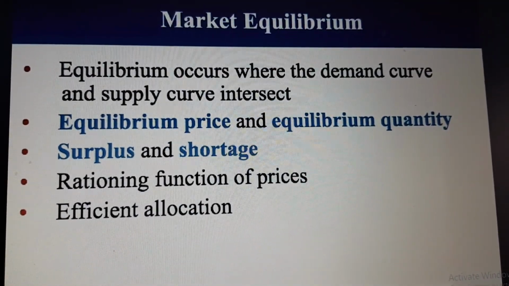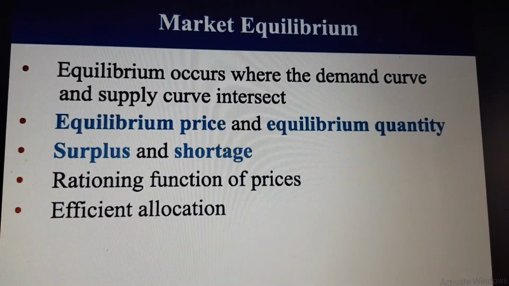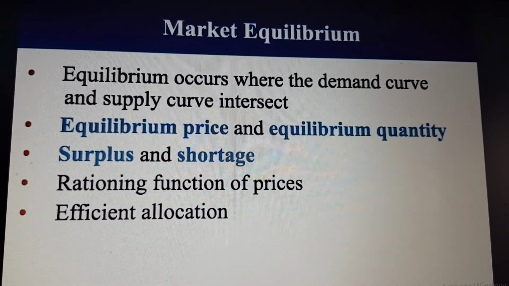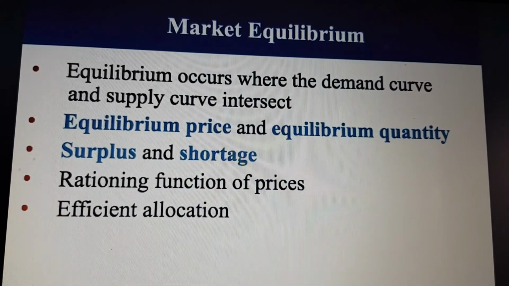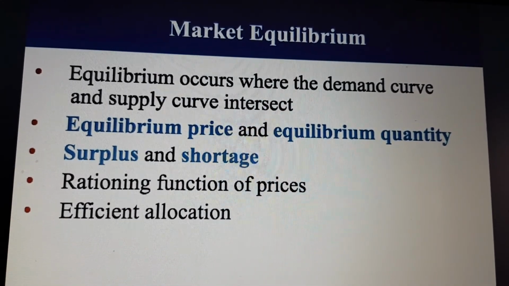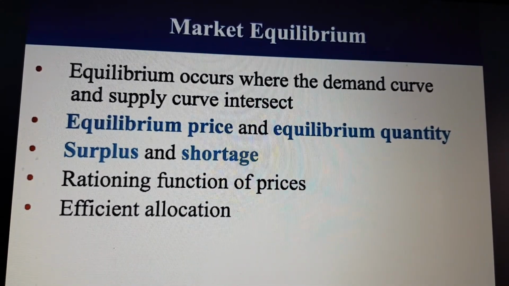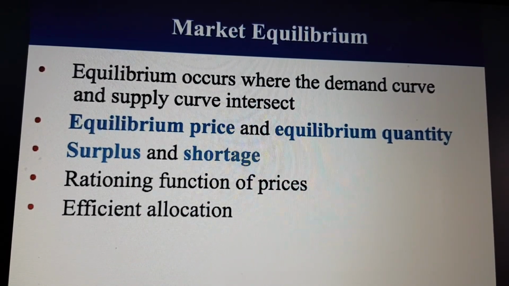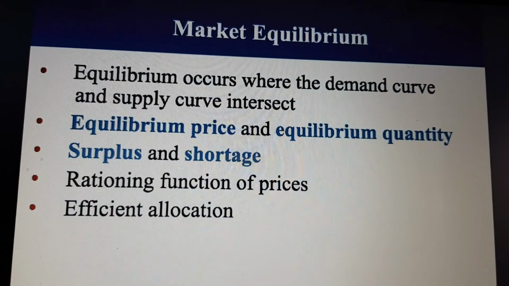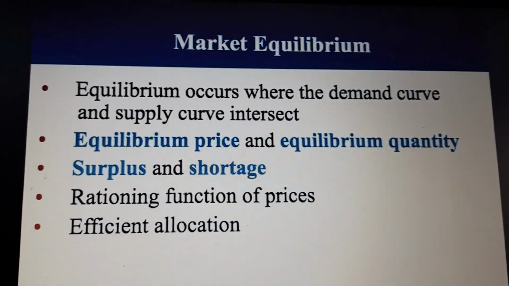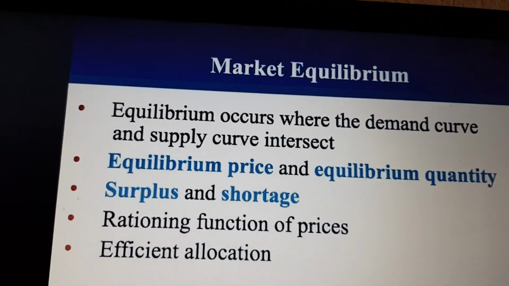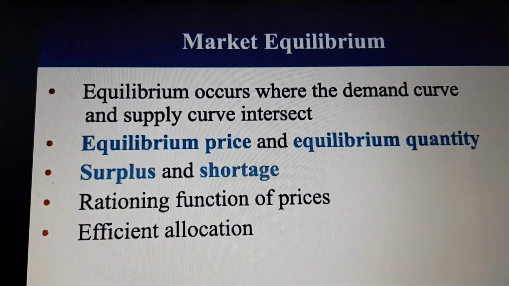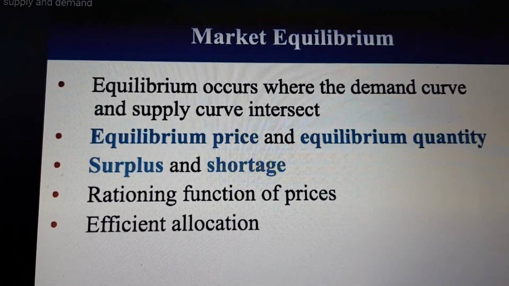Okay, so now we're going to put supply and demand together on the same graph, and where they intersect is what we call market equilibrium. Equilibrium price is the price point at which quantity demanded equals quantity supplied, and equilibrium quantity is the quantity demanded and quantity supplied at the equilibrium price.